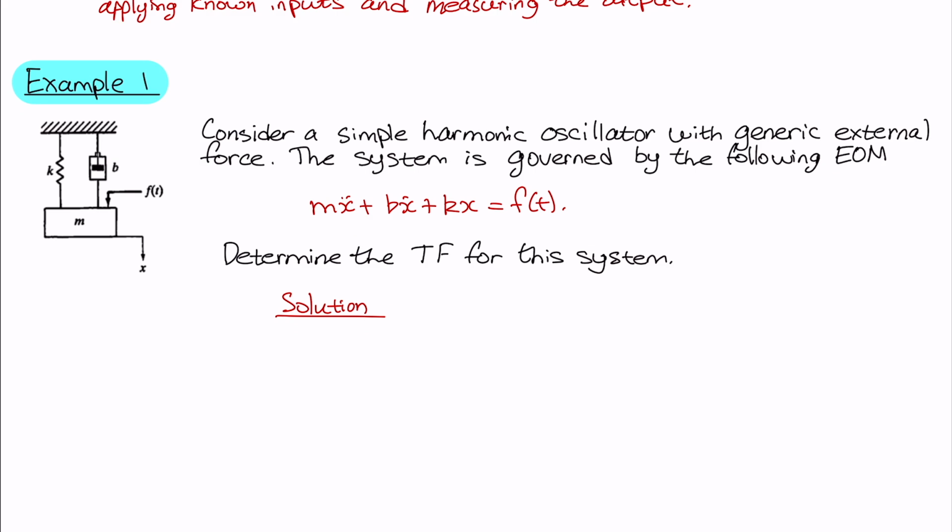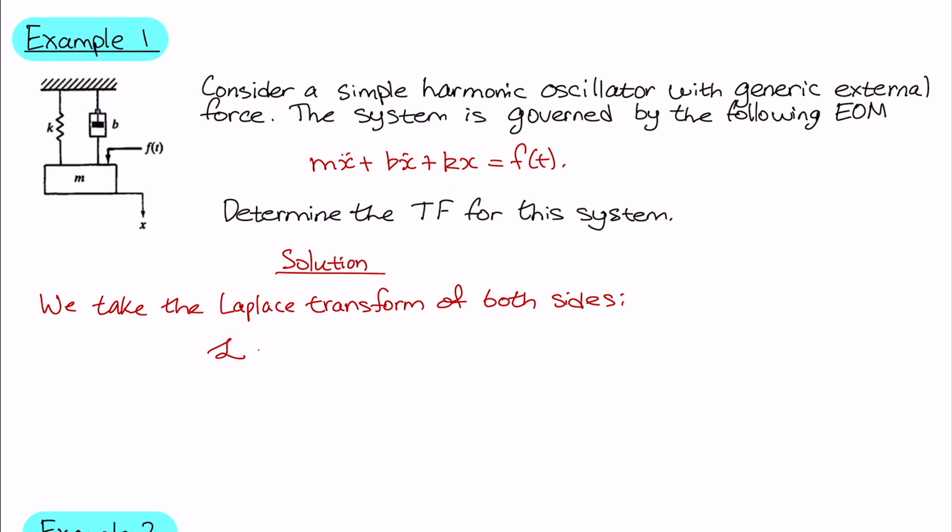We're just going to take the Laplace transform of both sides, and then we're going to directly solve for our transfer function. So we have the Laplace transform of m x double dot plus b x dot plus k x equal to the Laplace transform of f of t.